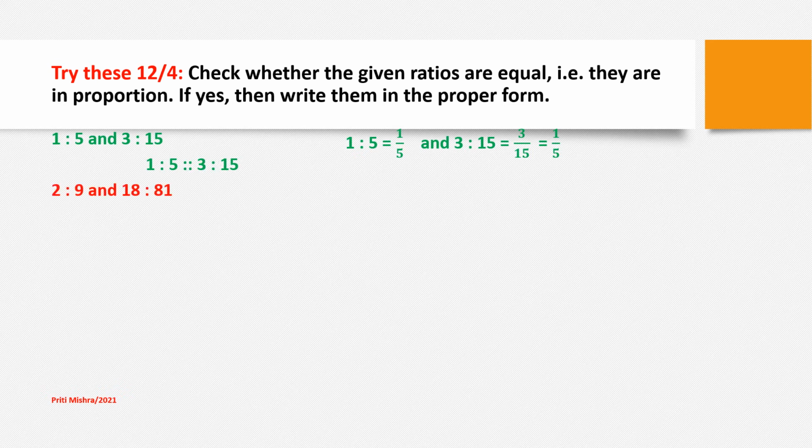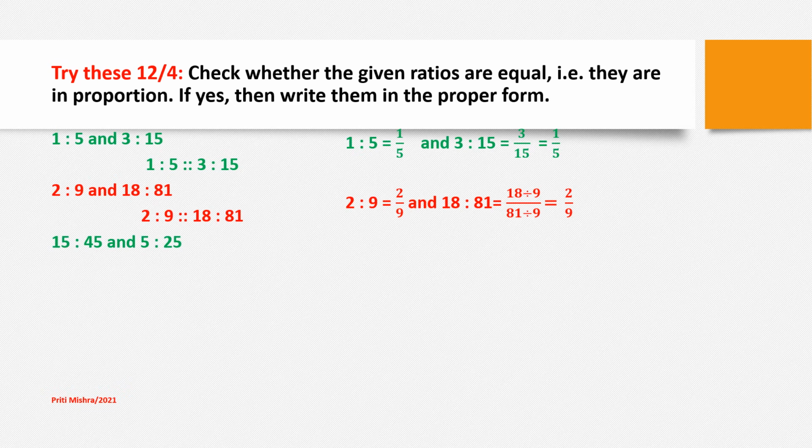Question number 2. 2:9 and 18:81. 2:9, that is 2 by 9, and 18:81. We can write in a fractional way. 9 is the highest common factor. So 18 divided by 9 gives us 2. 81 divided by 9 gives us 9. So both ratios are giving the same output. Yes, they are in proportion. 2:9 is in proportion with 18:81.